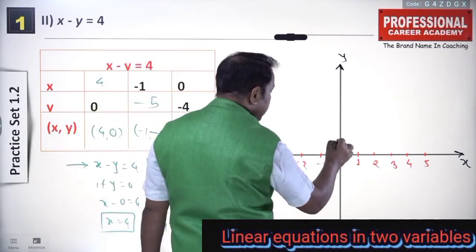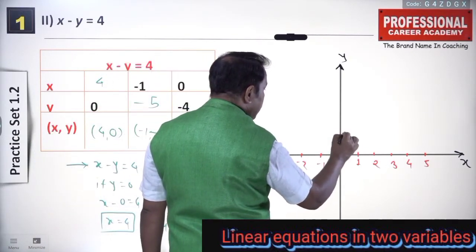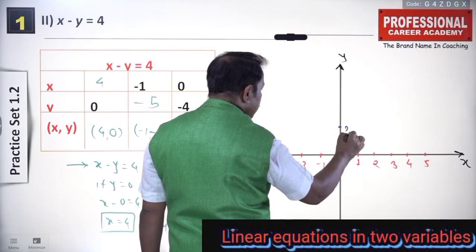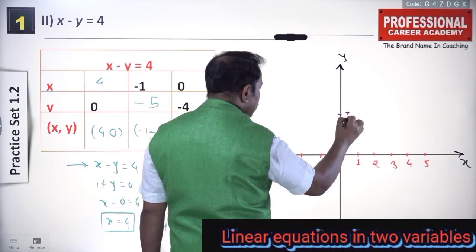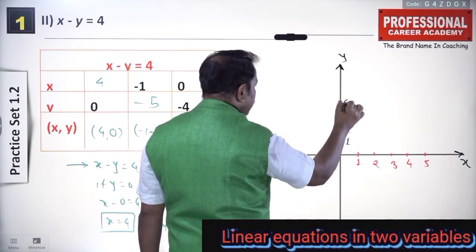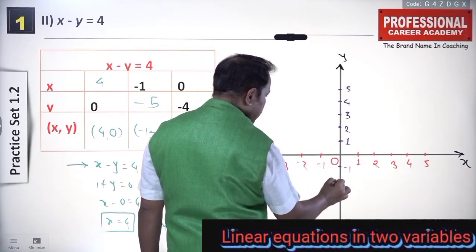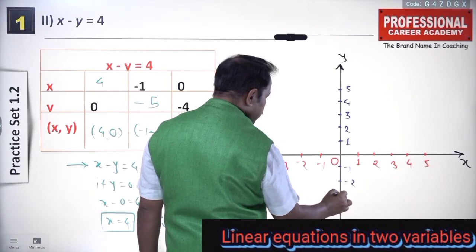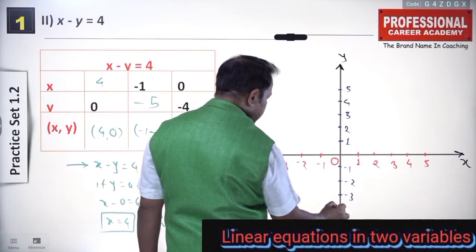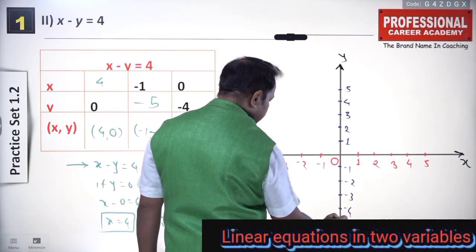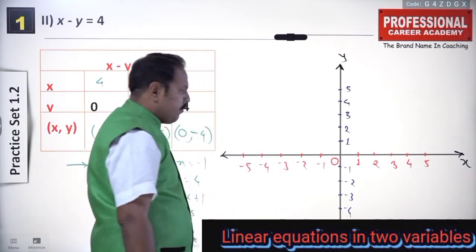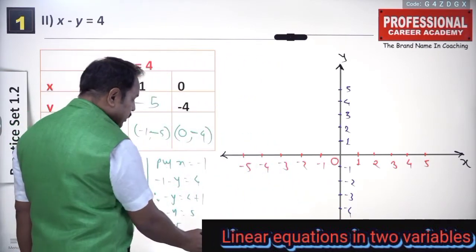Now for the y-axis, let this be 1, this is 2, 3, 4, 5. Here it is -1, -2, -3, -4, -5. Now plot the points.